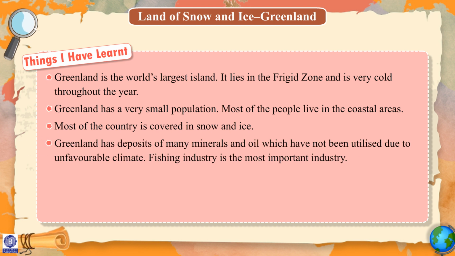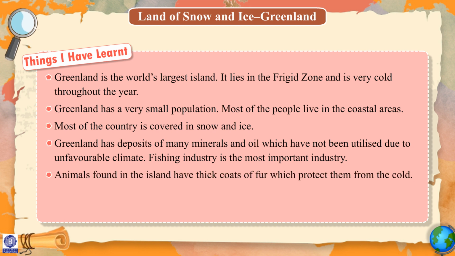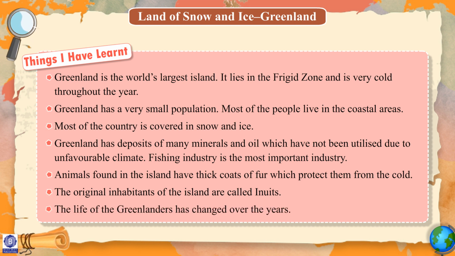Greenland has deposits of many minerals and oil which have not been utilized due to the unfavorable climate. Fishing industry is the most important industry. Animals found in the inland have thick coats of fur which protect them from the cold. The original inhabitants of the island are called Inuits. The life of the Greenlanders has changed over the years.